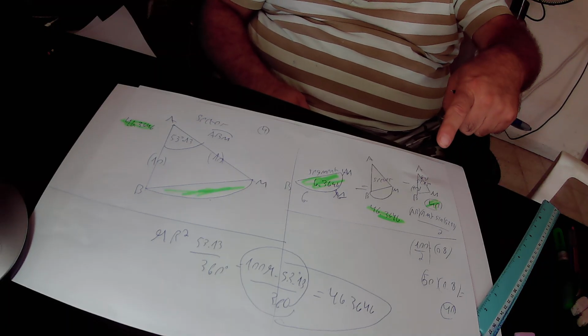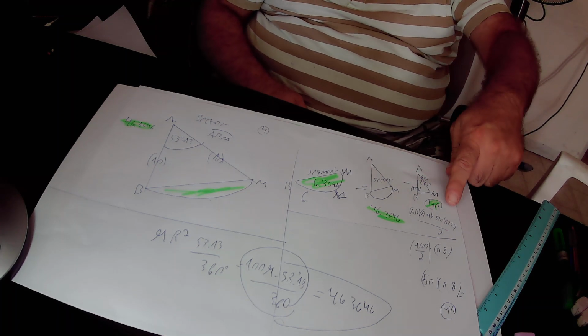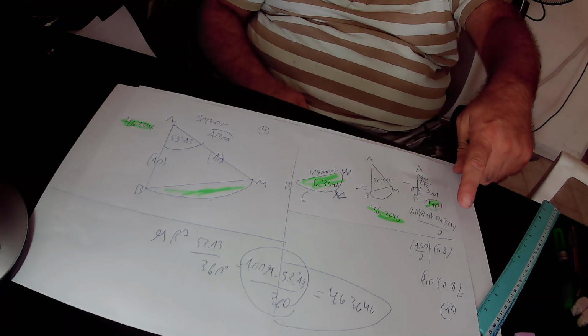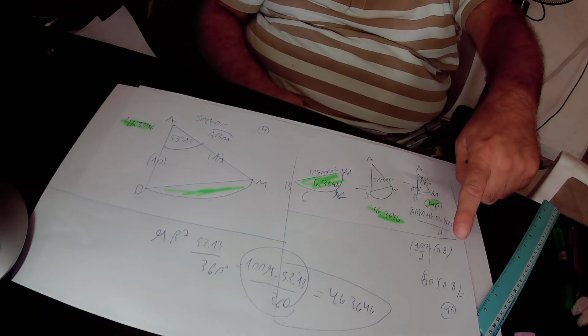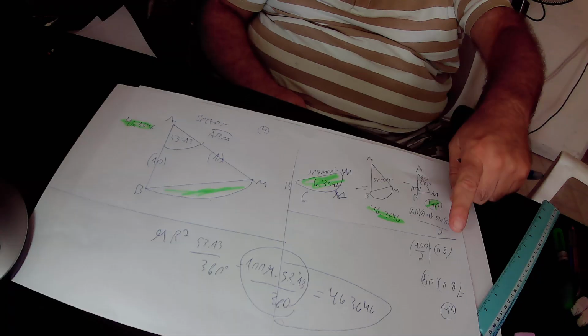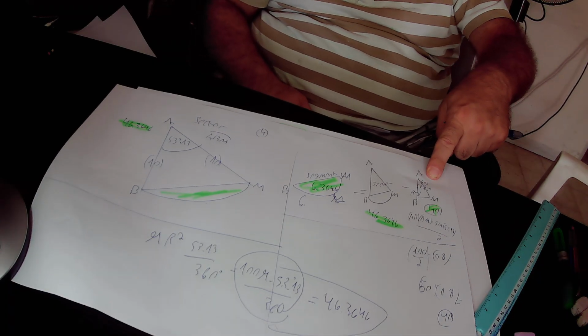AB is 10, BM is 10, so AB times BM is 10 times 10, that is 100. Sine 53.13 is 0.8, divided by 2. 100 over 2 is 50, and 50 times 0.8 is 40. So in total, we found that the area of triangle ABM equals 40 square units in size.